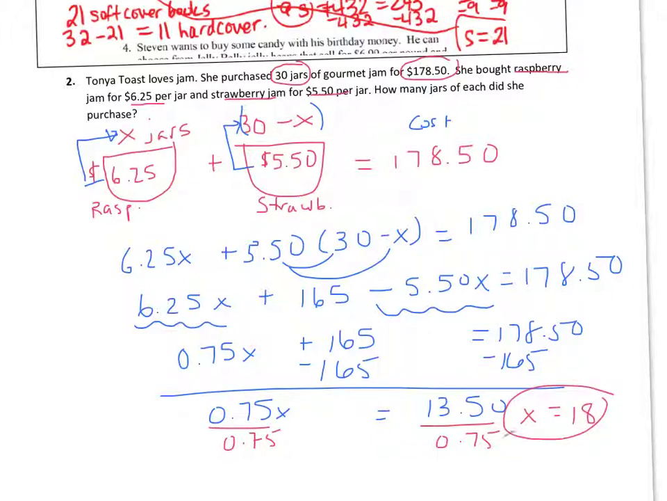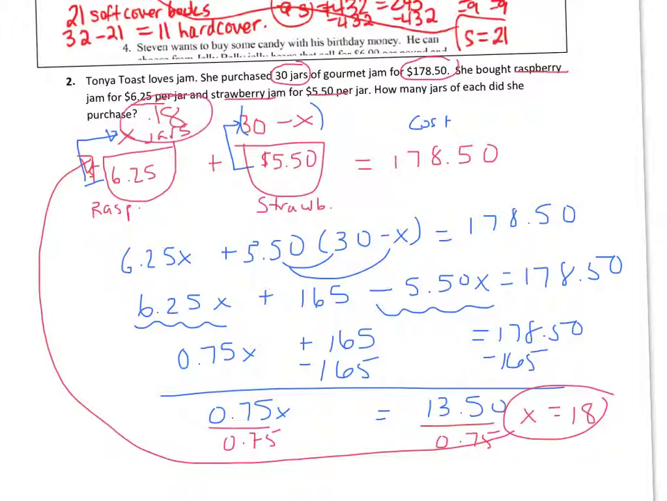So now we go back to the beginning of the problem where we set up the diagram, and X represents the jars of raspberry jam that she purchased at $6.25 each. So she purchased 18 jars of raspberry jam, and then to figure out how many strawberry jams she purchased, you would subtract 18 from 30. So she purchased 12 jars of strawberry jam.